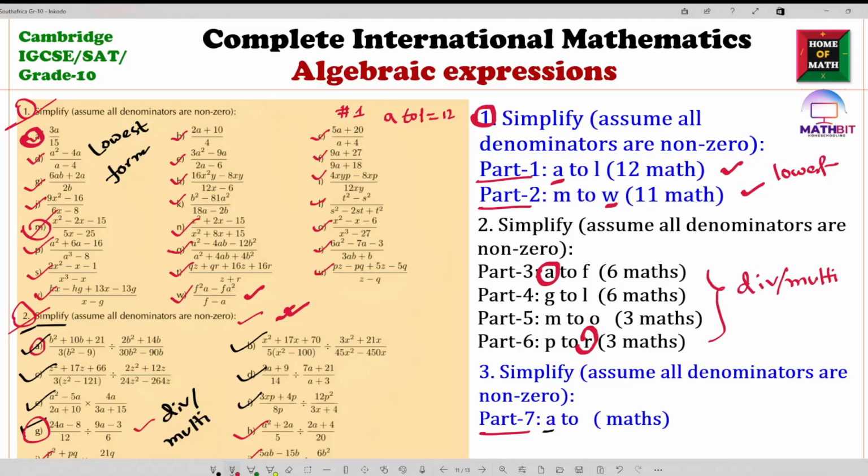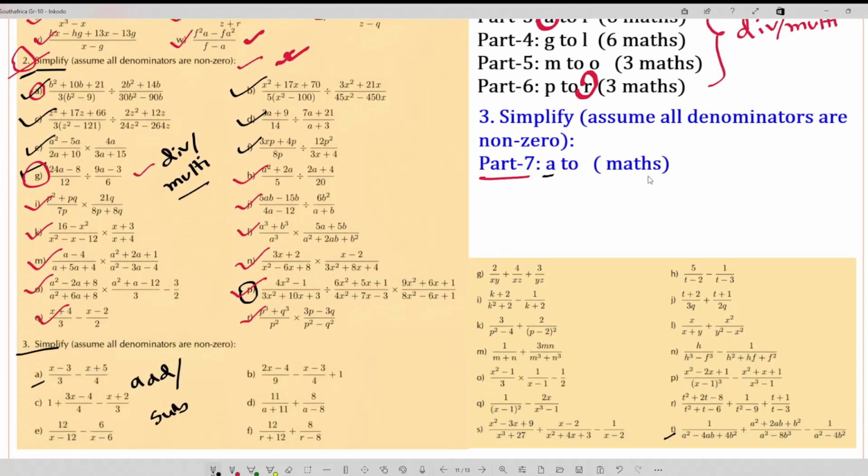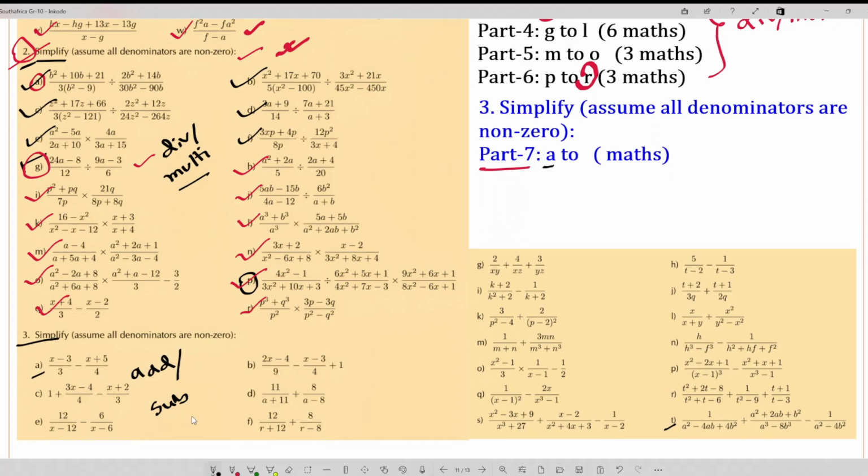We already simplified algebraic fractions to lowest form, and division or multiplication. From this video we will start addition or subtraction of algebraic expressions. This is part 7, and you will find parts 1 to 6 in the video description.